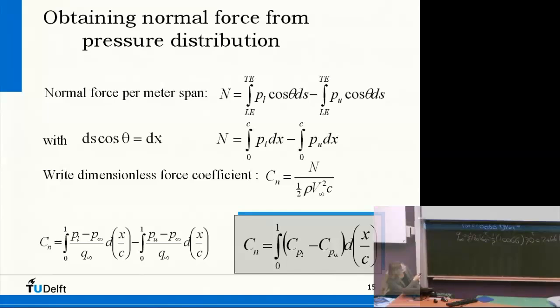Well, how does this cosine theta ds come in? Exactly. So dx is equal to ds cosine theta. I'll show you again the P and the ds form. So let's go back again.